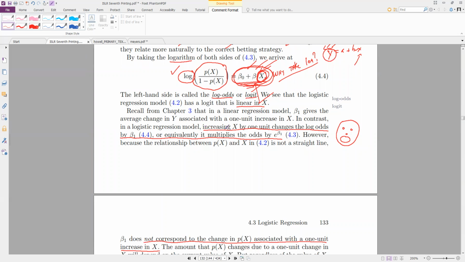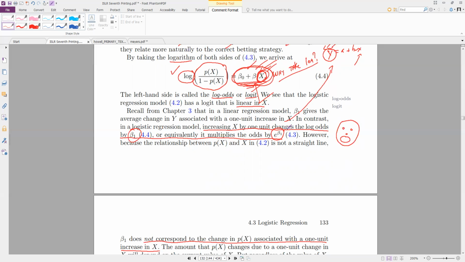For a logistic regression model, increasing X by 1 unit has the effect of changing the log odds by B1. That's the difference. So it's not the same thing as this idea. It changes the log odds. Now, it multiplies the odds by e to the B1 because we're exponentiating the coefficient. We're exponentiating the coefficient to get that multiplication of the odds.